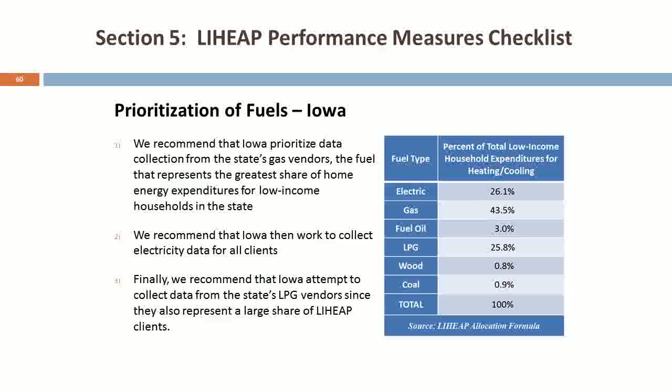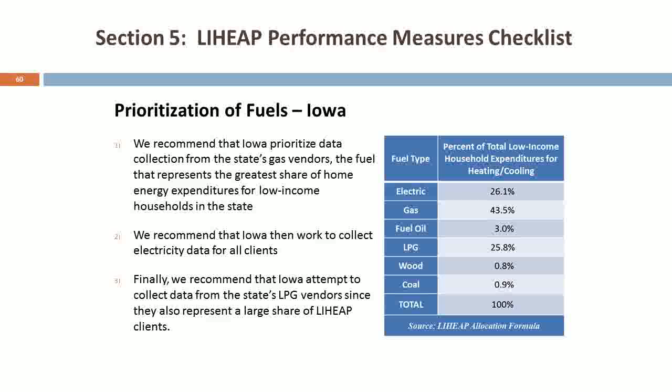You may, even after meeting the federal reporting requirements, want to go further to get a better understanding of what's in the state. As OCS has mentioned to a lot of grantees at this point, they're looking for a good faith effort to meet the reporting requirements, and that's what we are here to help you do. To work off this example in front of us, on the right side of your screen, you're going to see percent of total low-income household expenditures for heating and cooling. And again, this is developed from the LIHEAP allocation formula.